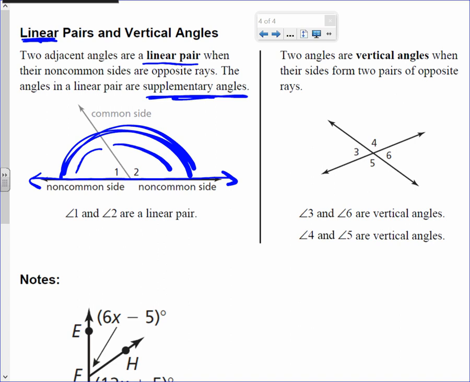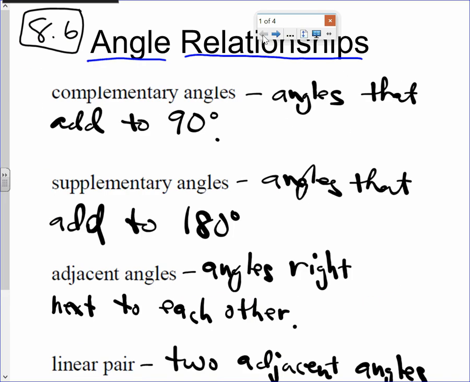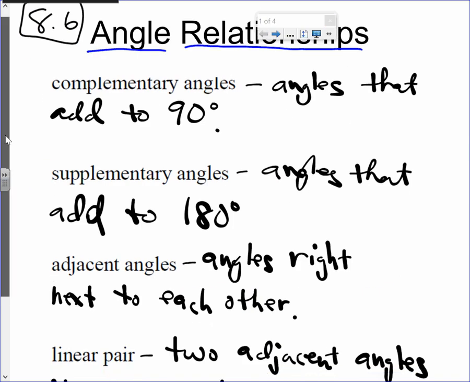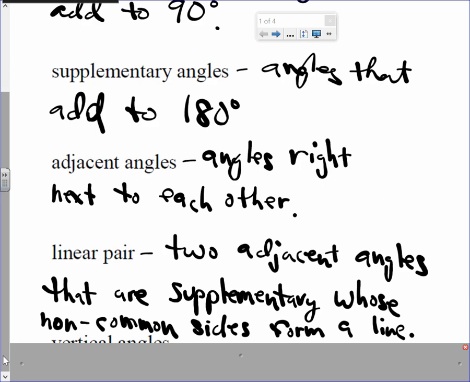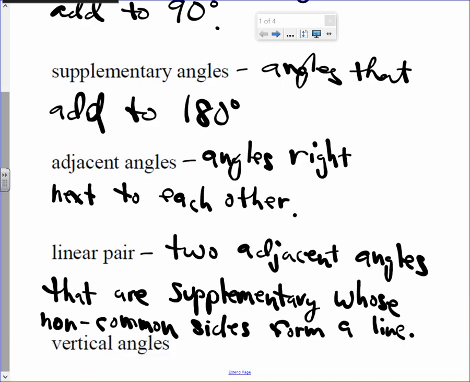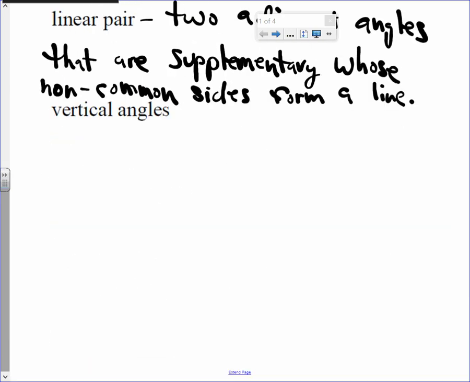And last but not least, the last relationship is vertical angles. We're done. Okay, vertical angles, here we go. I'll put this one in blue.